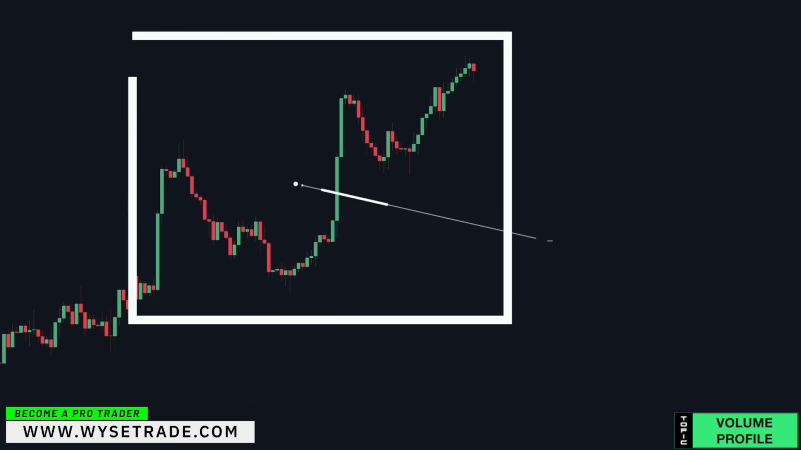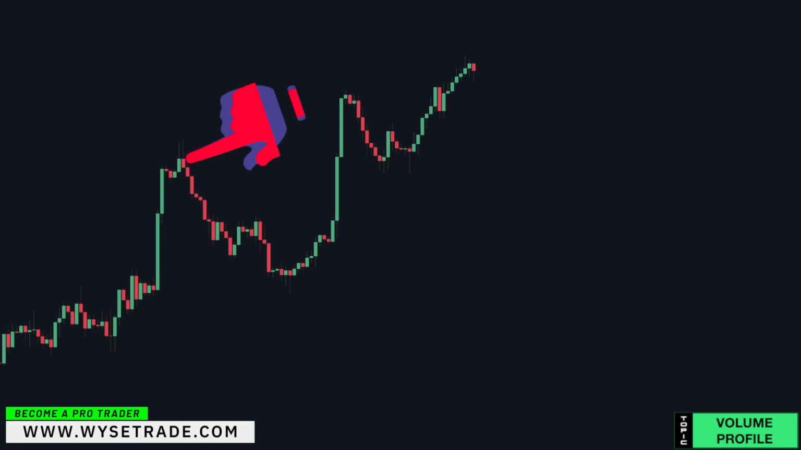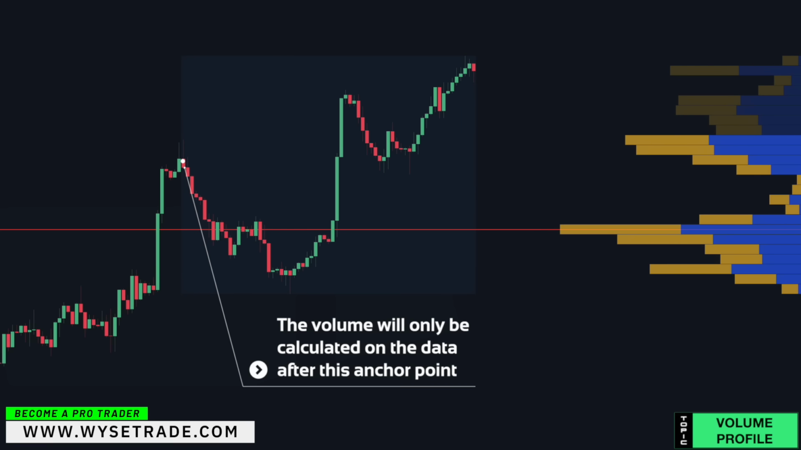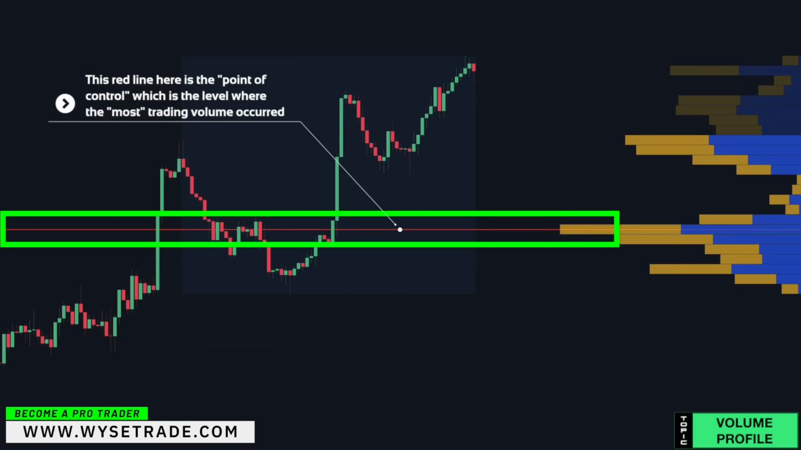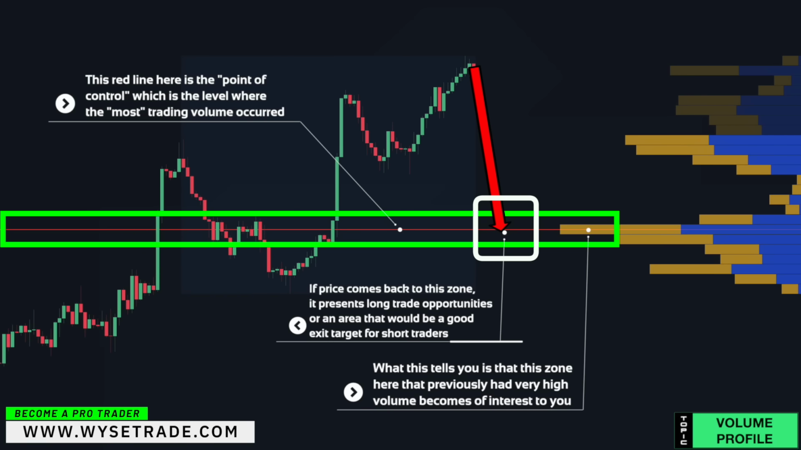So this area here is what you're currently using to identify a trade setup. You apply your anchored volume profile here at the start of the move, meaning the volume will only be calculated on the data after your anchor point. Your red line here is your point of control, which is where the most trading volume occurred. What this tells you is that this zone here that previously had very high volume becomes of interest to you. And if price comes back to the zone, it presents long trade opportunities or an area that would be a good exit target for short traders.